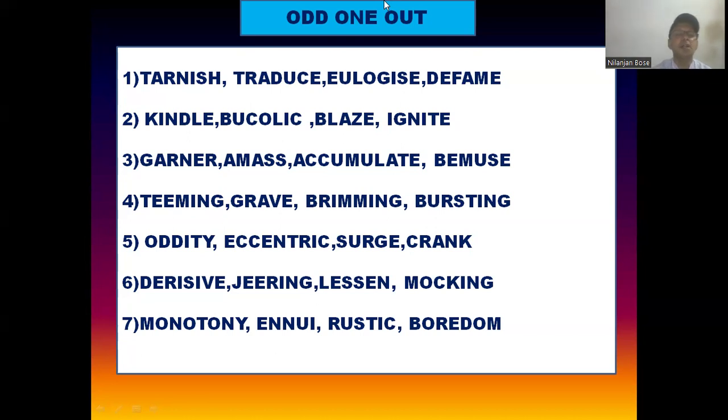Question number 3. Garner, amass, accumulate, bemuse. If you are students of IT, you should be familiar with a word like garner. Garnering data, हम लोग अक्सर बोलते हैं, इसका मतलब accumulate करना, gather करना. Amass is the same, accumulate is the same, and bemuse means confuse. So this will be the odd one, and this will be out for sure.